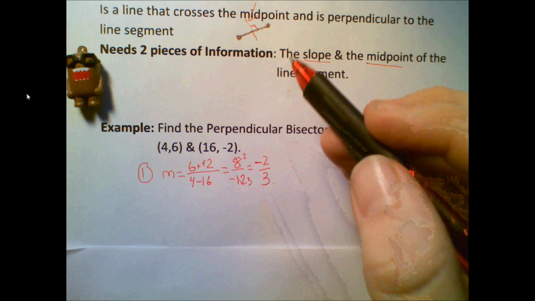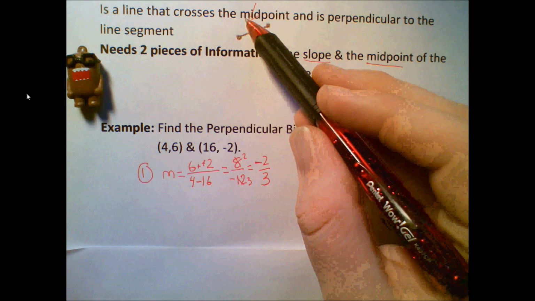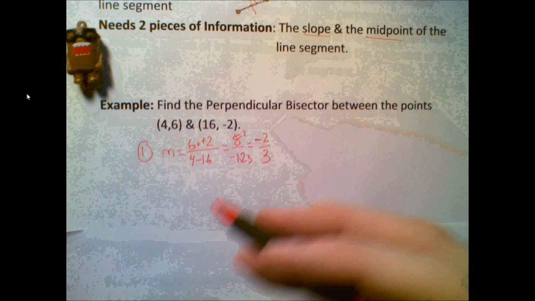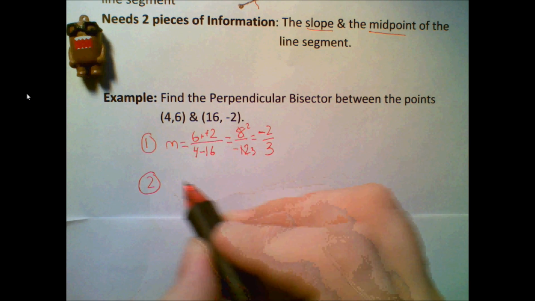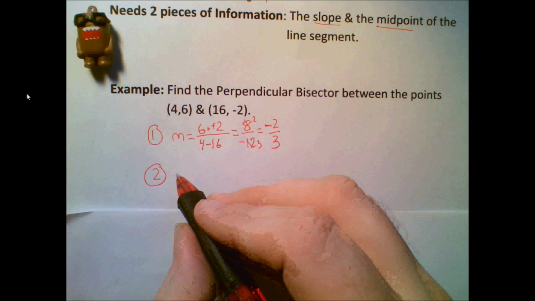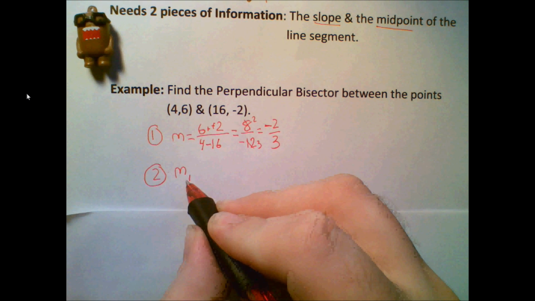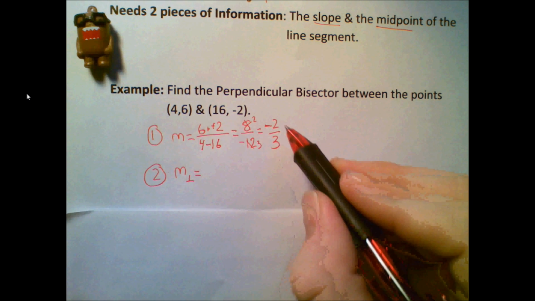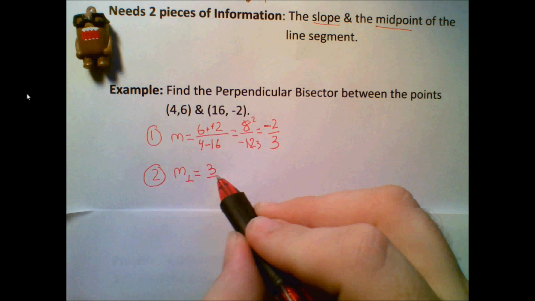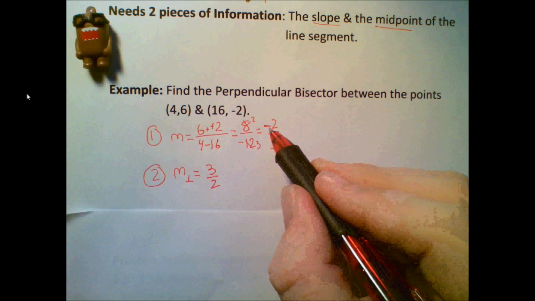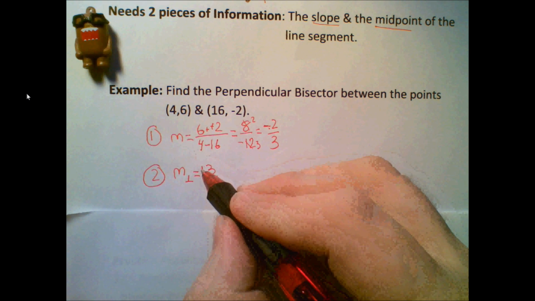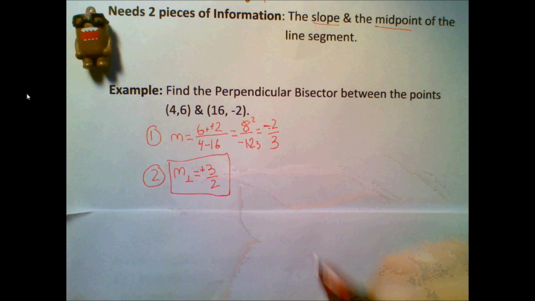Now, remember, we're looking for the line that is perpendicular. So step 2, we're going to find the slope of the perpendicular line. I'm going to put m with a little perpendicular sign. Remember, we flip it, so I get 3 over 2, and negate, meaning we change the sign. So it's negative, it's going to become positive. And that's 1 piece of information we already need.